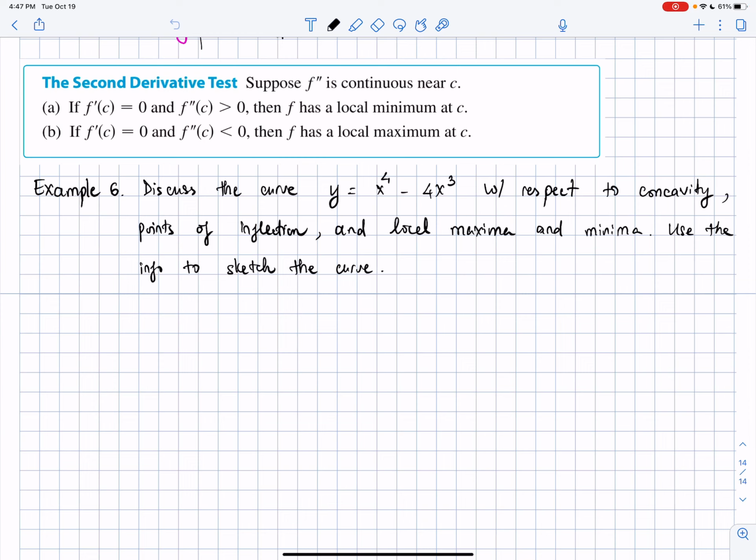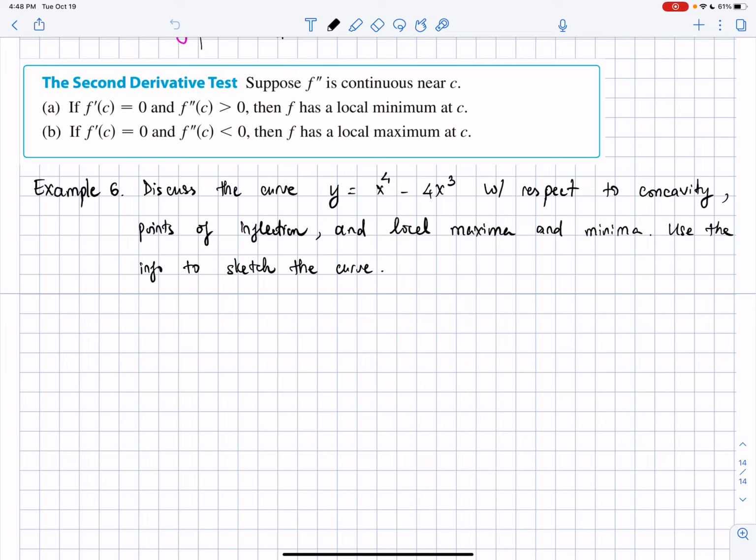The second derivative test. Suppose f double prime is continuous near c. A: if f prime of c equals 0 and f double prime of c is greater than 0, then f has a local minimum at c. B: if f prime of c equals 0 and f double prime of c is less than 0, then f has a local maximum at c.